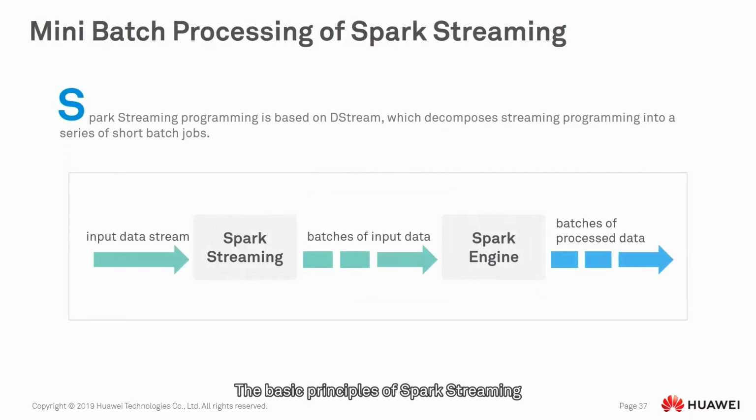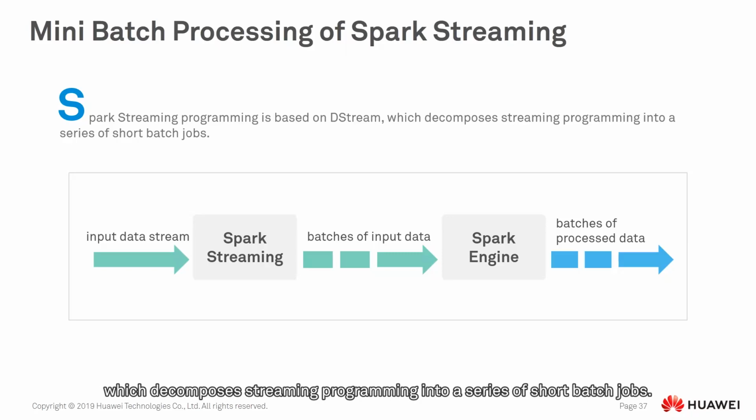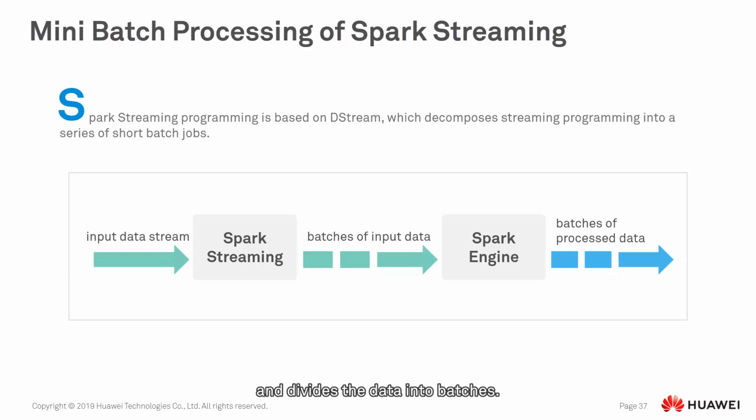The basic principle of Spark Streaming is to segment the input data by second or millisecond, and periodically submit the data after segmentation, which decomposes streaming programming into a series of short batch jobs. Simply speaking, it works as follows. Spark Streaming receives live input data streams and divides the data into batches, which are then processed by the Spark engine to generate the final stream of results in batches.